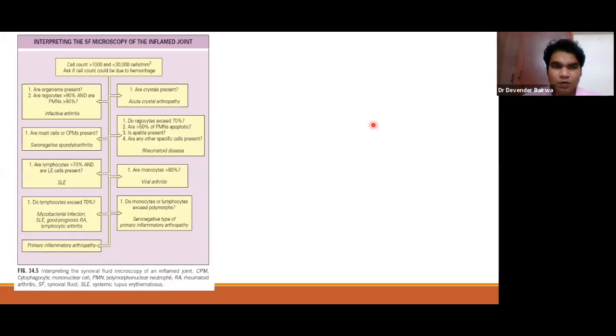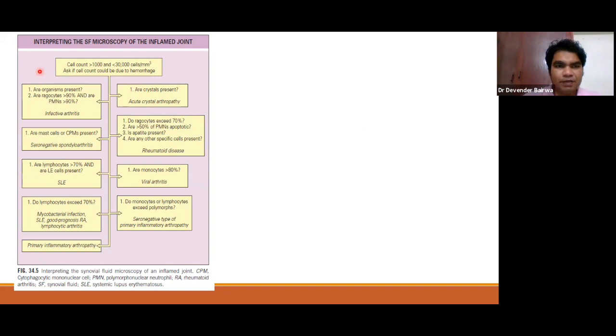Then we look for cell count. We also look for cultures. Remember one rule: in case of synovial fluid, we never go for estimation of glucose levels, protein levels, or LDH levels, because all these are elevated non-specifically in most conditions. So see this flow chart.